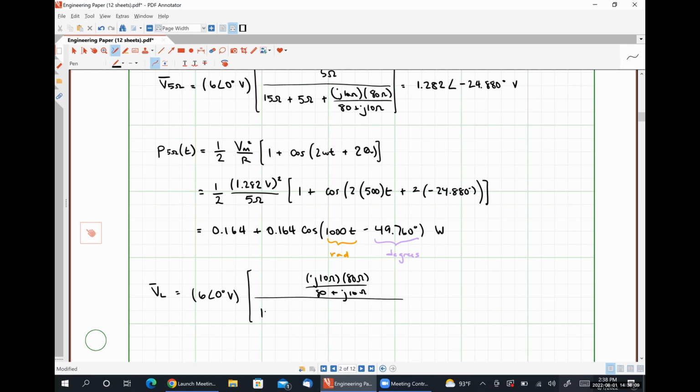And here we're going to have 15 plus 5 plus j10 times 80 over 80 plus j10 ohms. And give me just a moment, please. I'm going to throw this into my calculator.